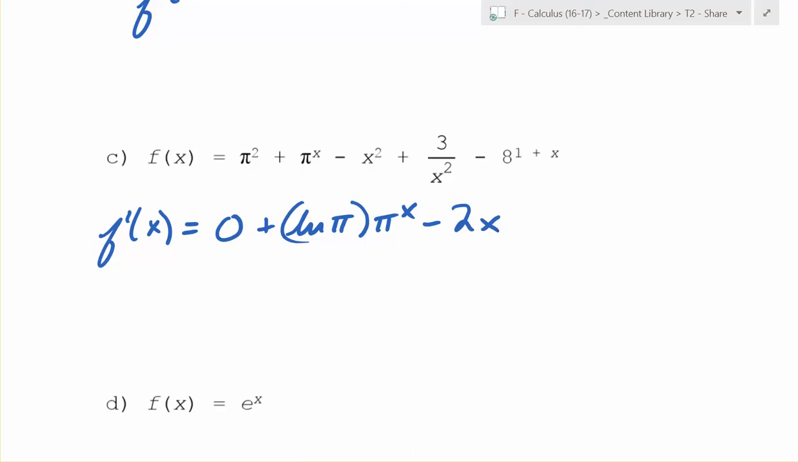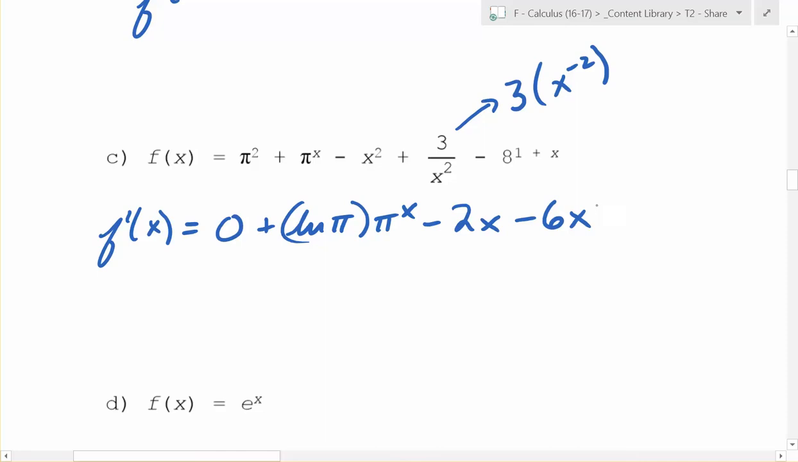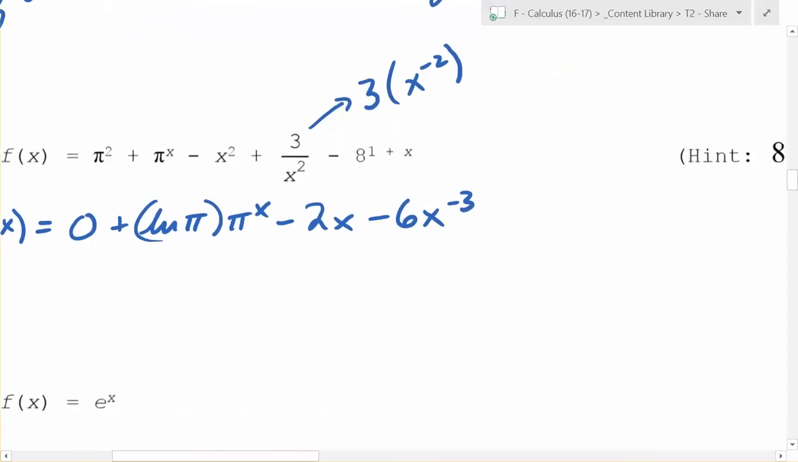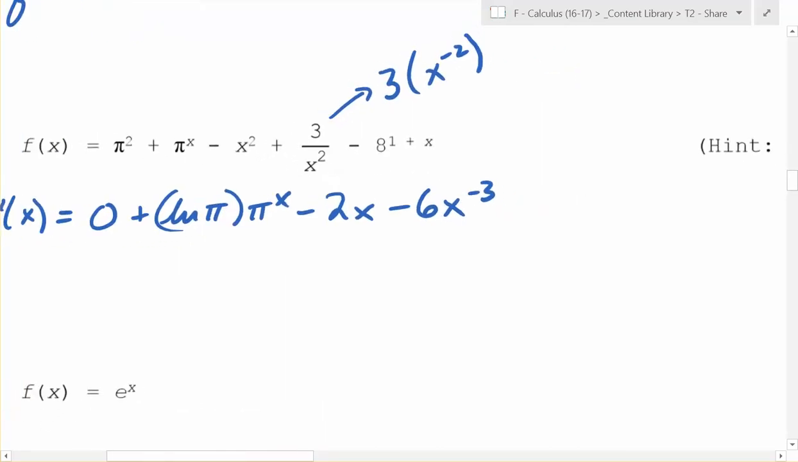Okay, the next one, 3 over x squared. How can I rewrite that to make it like something we can take a derivative of? 3 over x squared is the same thing as 3 times what? x to the negative 2. Can you tell me what the derivative of 3 times x to the negative 2 is? Negative 6 times x to the negative 3. And it's hard to see this. That's 8 to the 1 plus x. What's the derivative of 8 to the 1 plus x minus what?